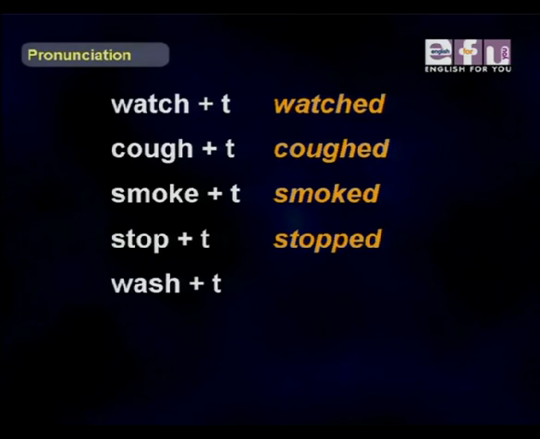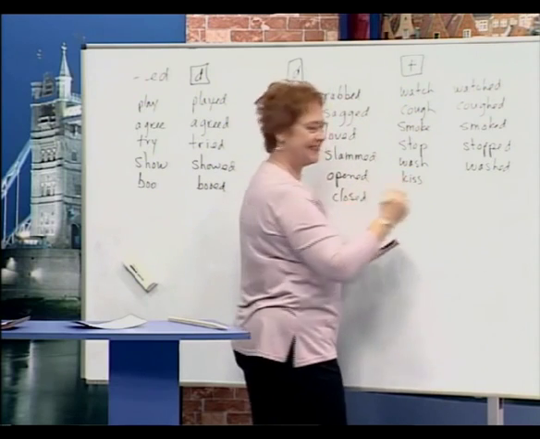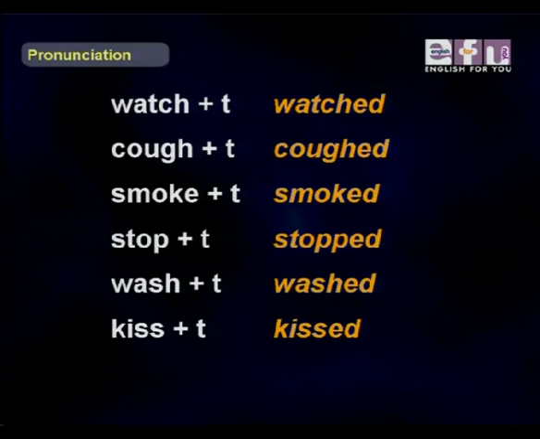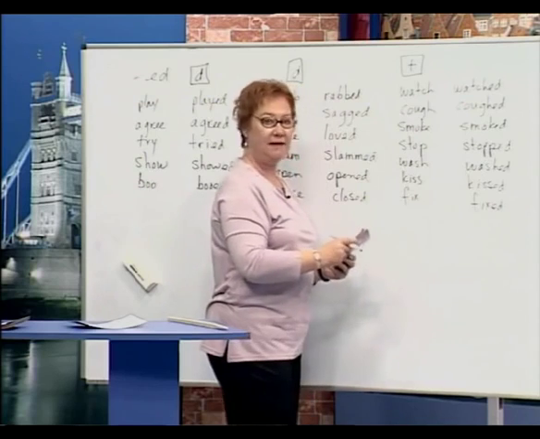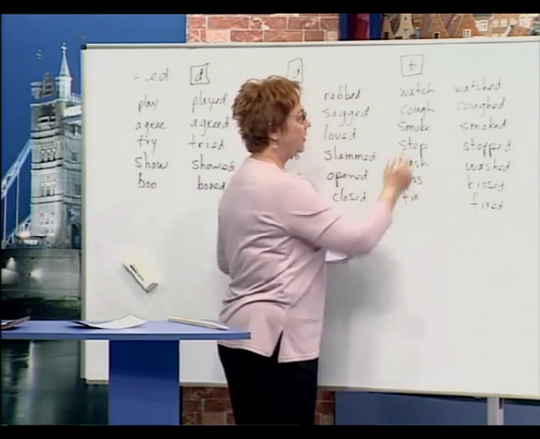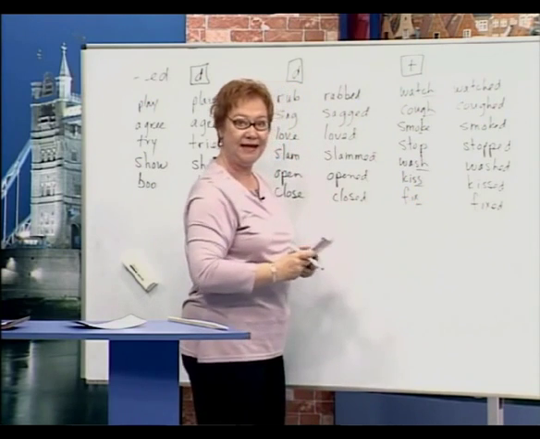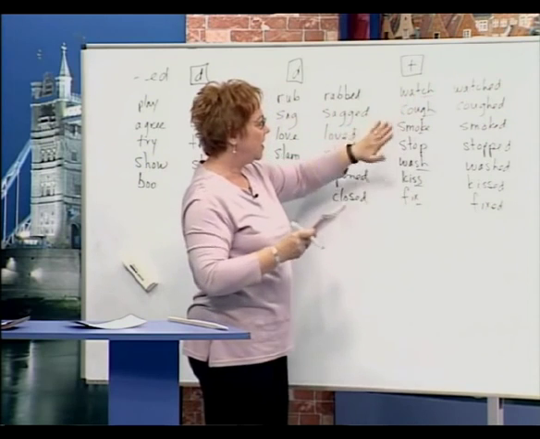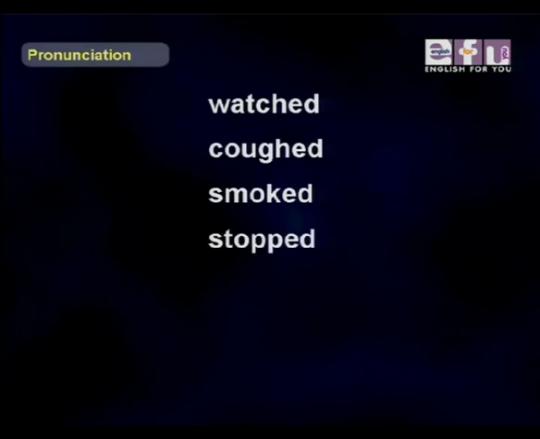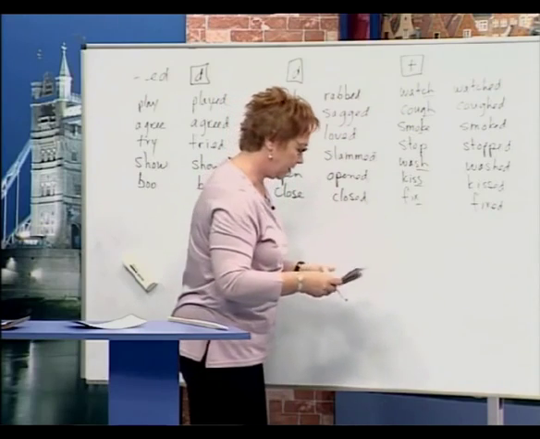Wash, washed. Kiss, kissed. Fix, fixed. Okay? Now, if you look at the kinds of sounds here, we have ch, f, k, p, sh, s, and x. Okay? Kind of s and soft sounds. So, again, we have watched. You say them at home. Coughed, smoked, stopped, washed, kissed, fixed. Okay? Good.